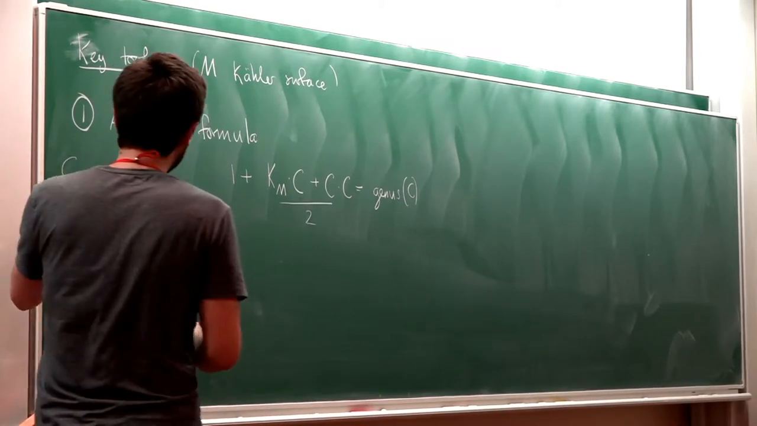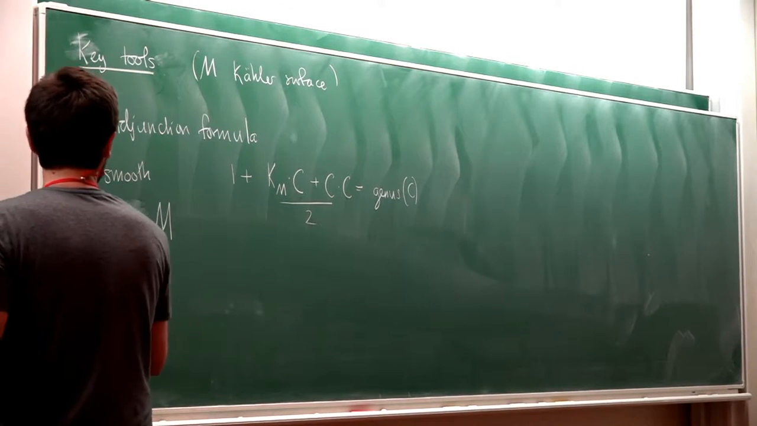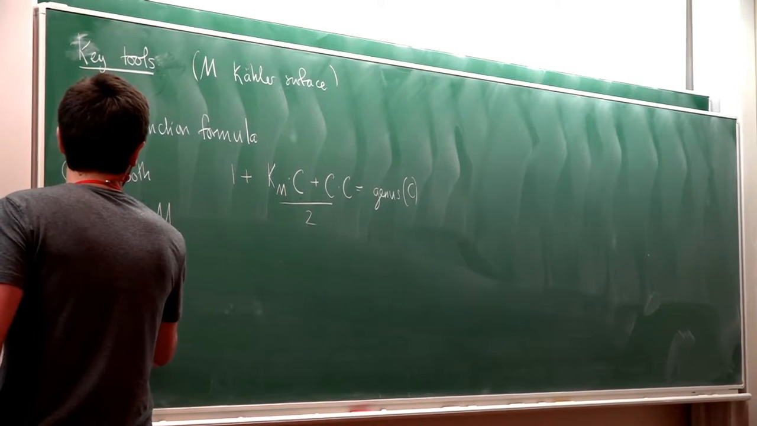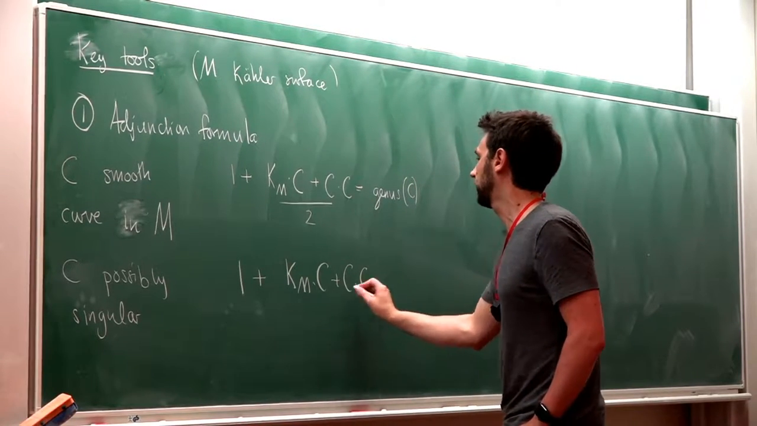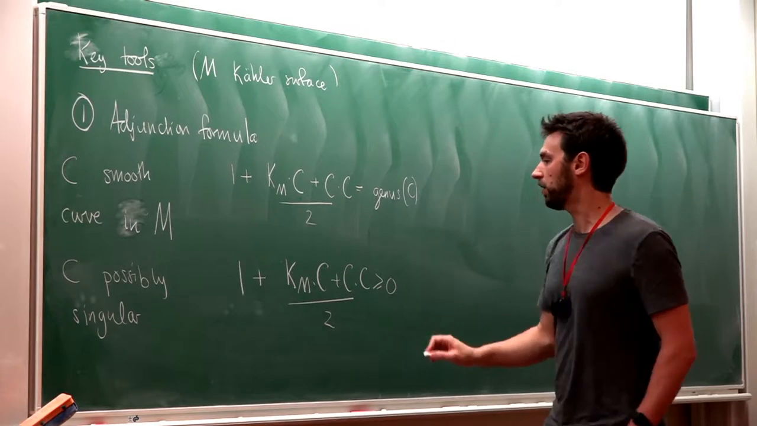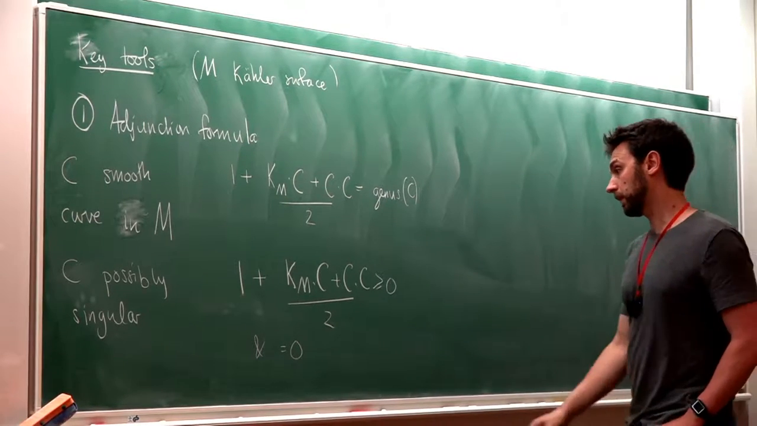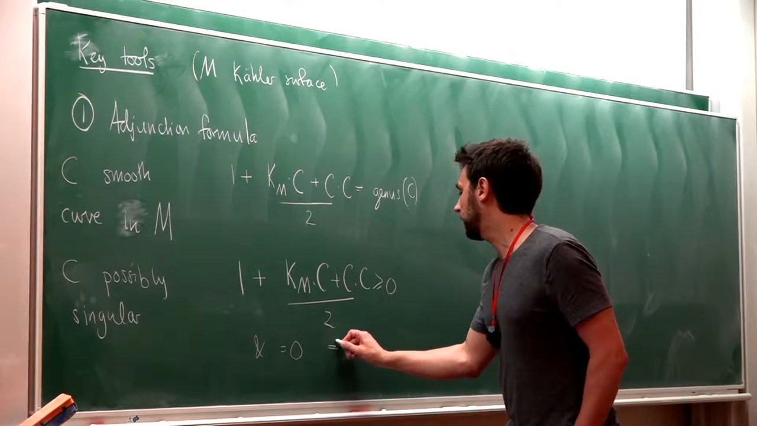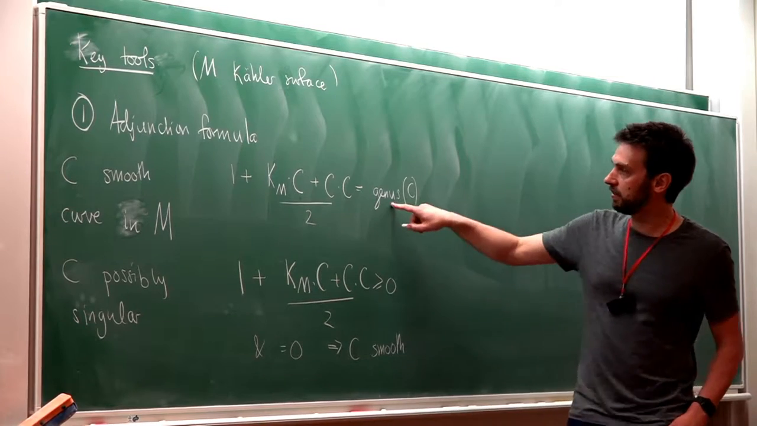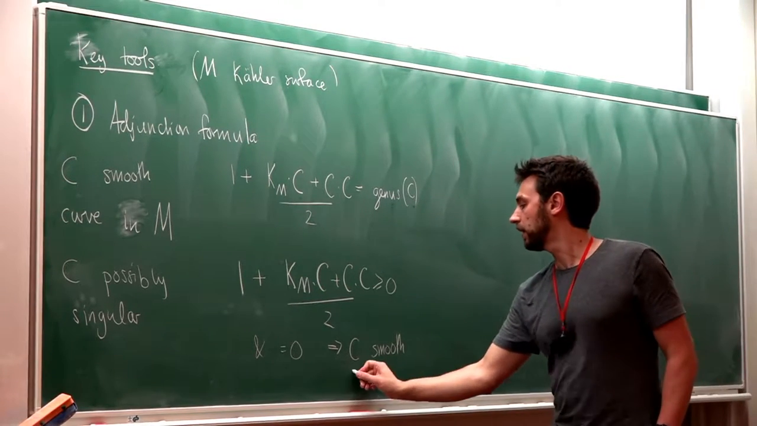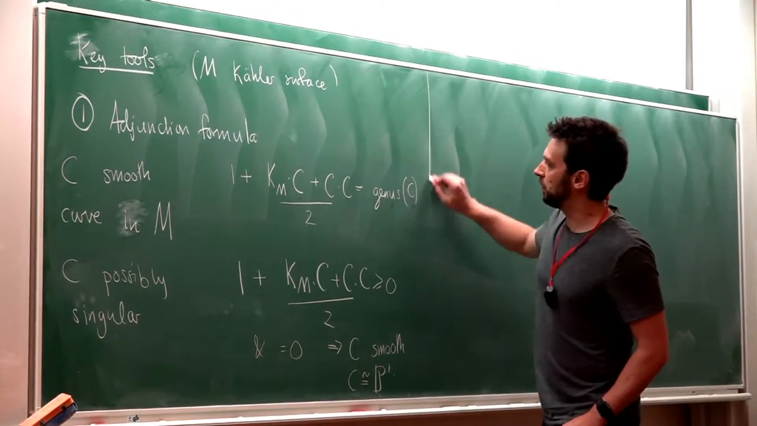And secondly, in the case where it's not smooth, so C is possibly singular, so I allow the case where C could be singular, then you get the formula that the same quantity is bigger than or equal to zero, and equal to zero implies that C is smooth, and then necessarily the genus of C is zero, so in other words, C is actually a P1. Okay. So that's tool number one.